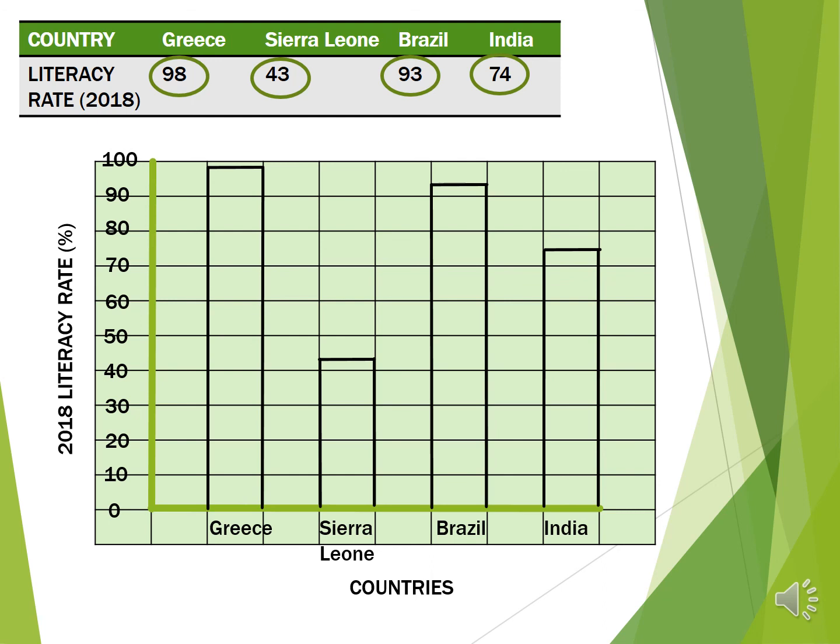You need to make sure that you include the units as well, otherwise it's difficult to understand what your bar chart is telling you. The last thing that we need is a title. So because there's no particular relationship between these 4 countries, the title that I've gone for is 2018 literacy rate for select countries. And that is how you create a bar chart.